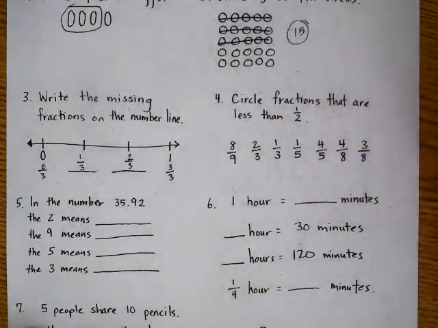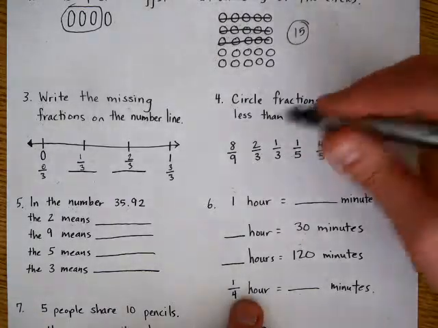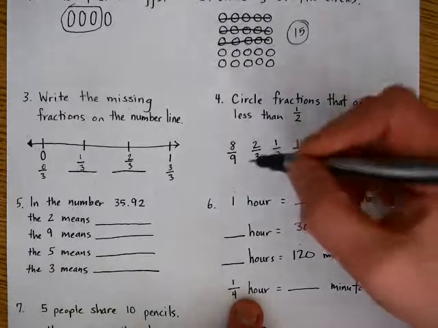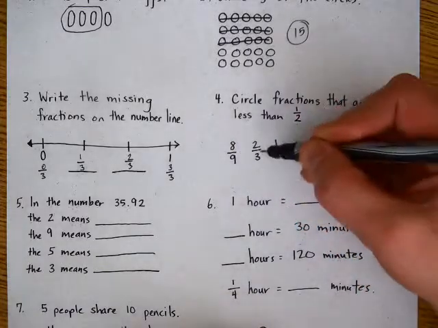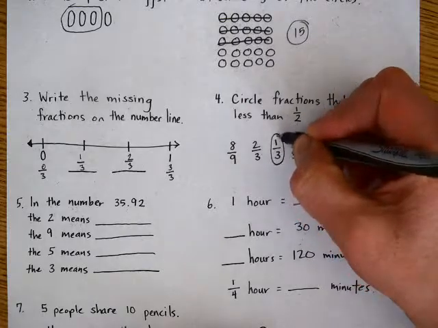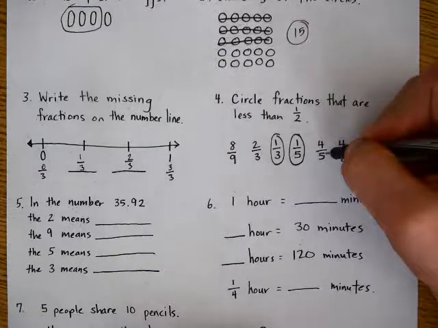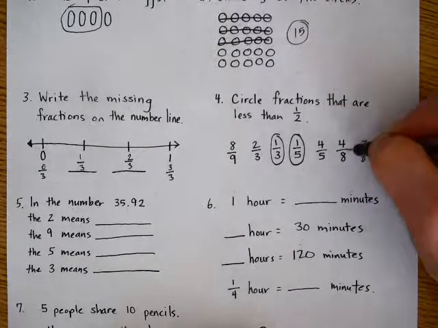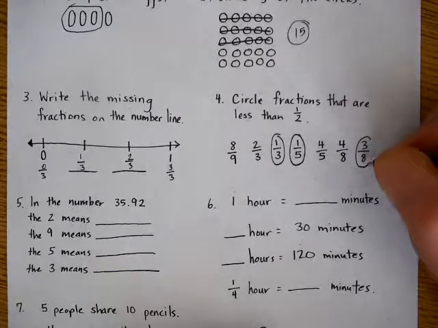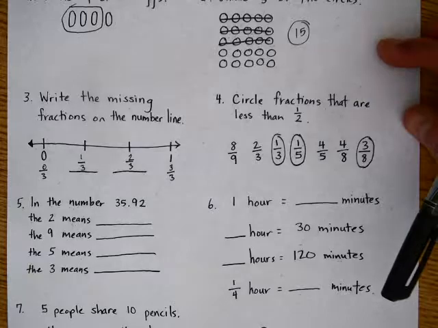Over here, circle the fractions that are less than 1/2. So you can use fraction cards for this, or anything else that might help you. 8/9 is more than 1/2. 2/3 is more than 1/2. 1/3 is less than 1/2. 1/5 is less than 1/2. 4/5 is more than 1/2. 4/8 is equal to 1/2. And 3/8 is less than 1/2. So we can circle that. Those are the fractions that are less than 1/2.